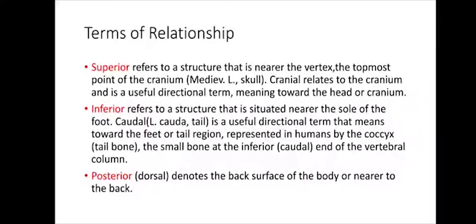Today we are going to be learning about the terms of relationship. Now these are the terms that describe the relationship of parts of the body or compare the position of two structures relative to each other. Some of these terms are specific for comparisons made in anatomical positions or with reference to the anatomical planes.